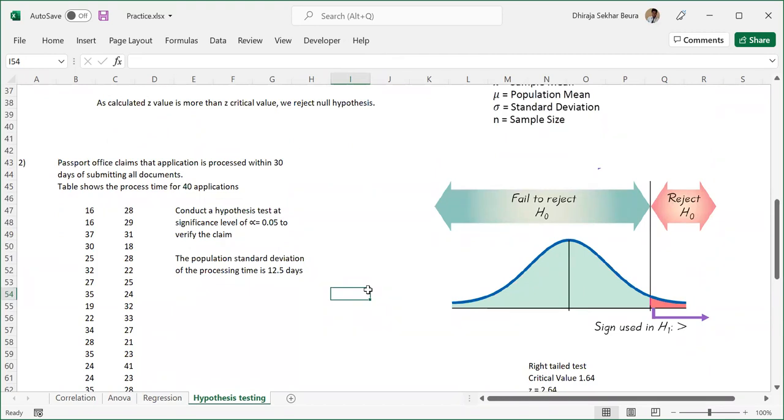You don't have to draw fail to reject and all. This is a sample. This figure doesn't give you any answer. No, it is just a depiction. Yeah, correct, just a depiction.